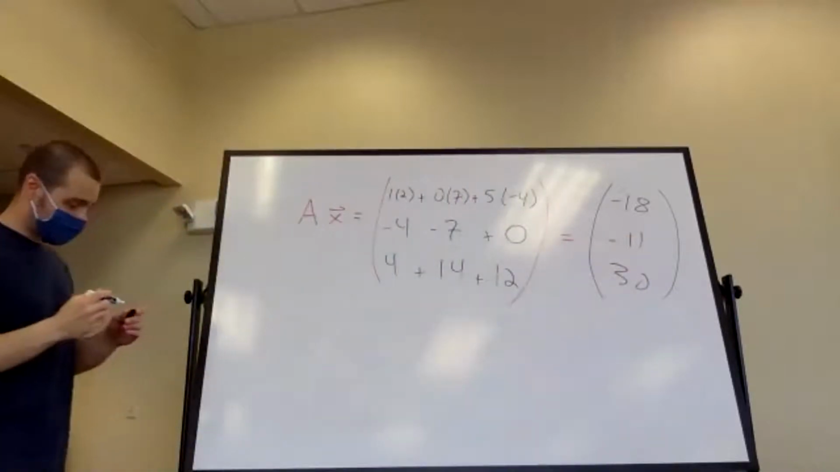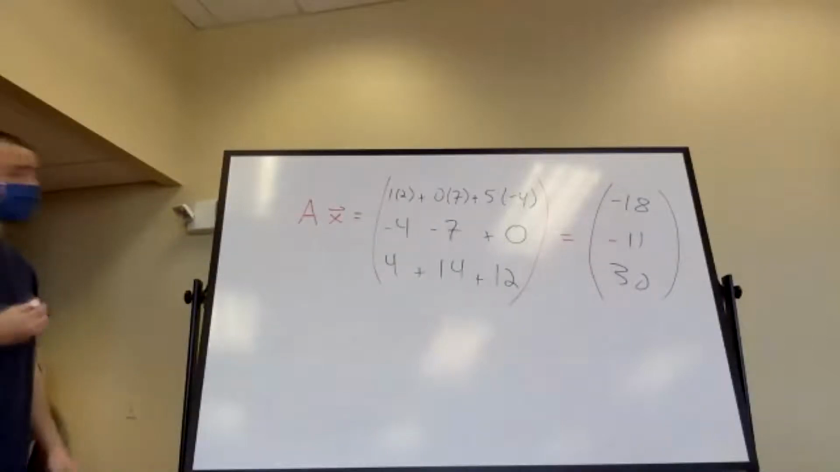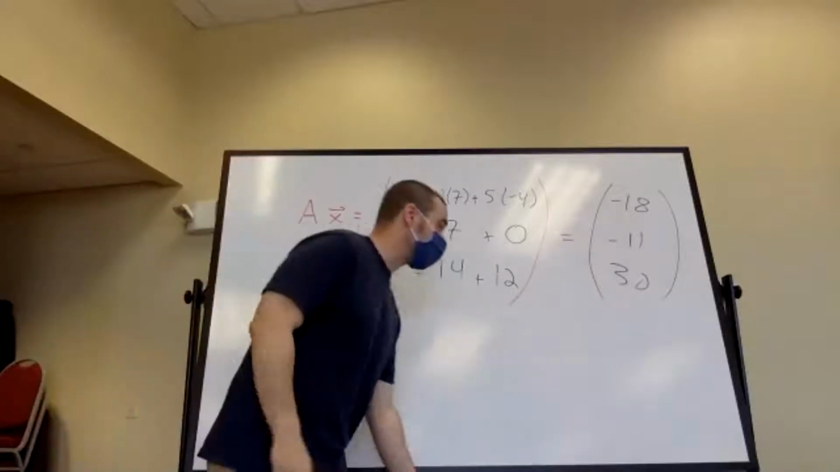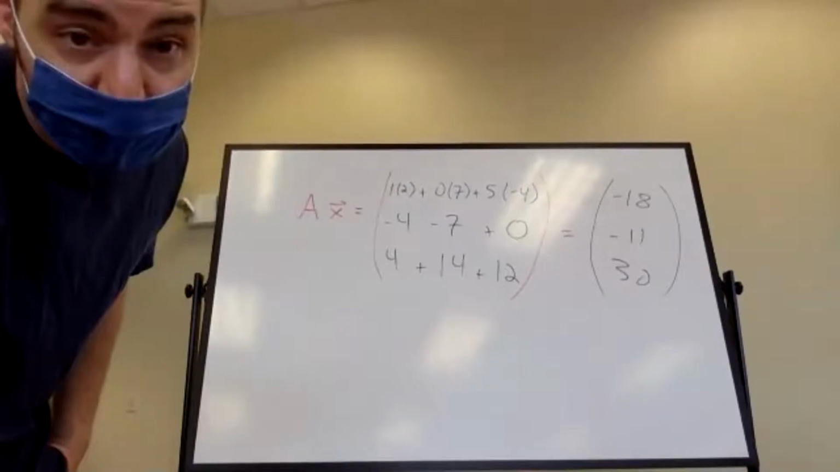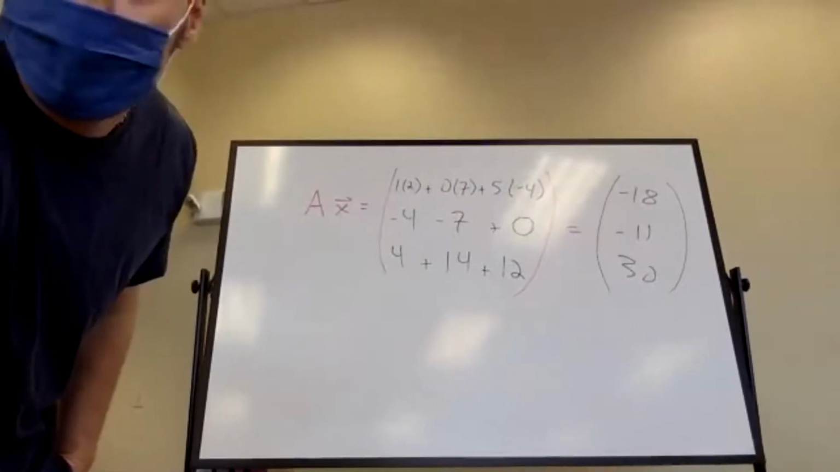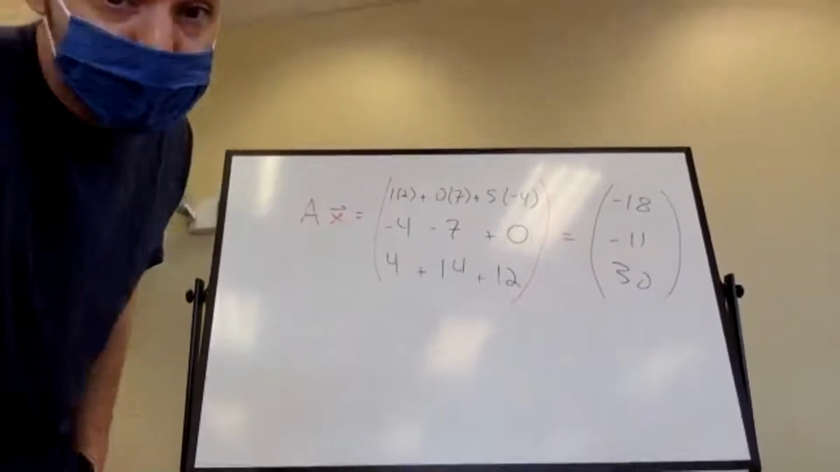So is that what you guys got? Any issues with that? Okay, so you should really do a gut check at the end just to make sure, like, this was 3 by 3, that's 3 by 1. So 3 by 1 is what popped out. That's what should have happened. Okay, so that's how multiplication works with a matrix and a vector.